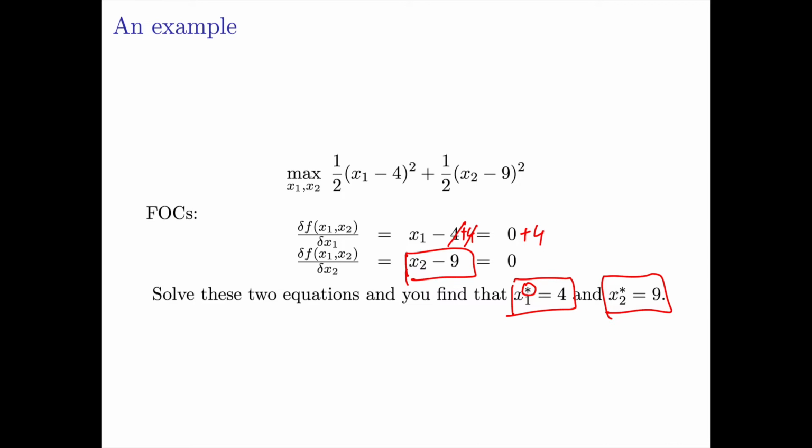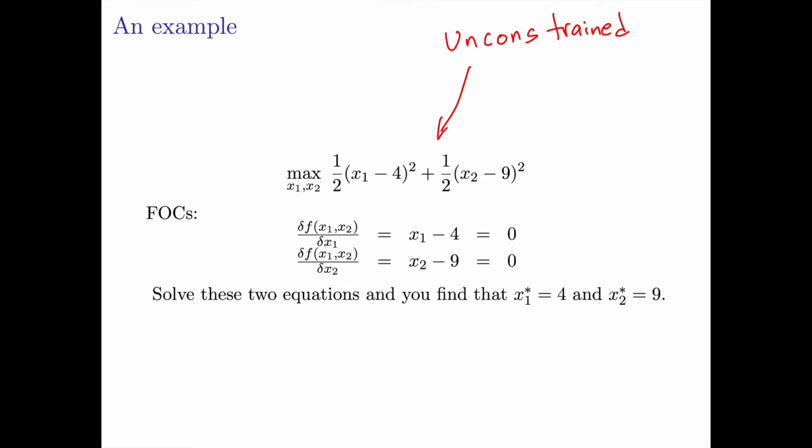So that's how we solve for the maximizing x1 and x2. We just write down the first order conditions, which give us 2 equations in 2 unknowns, and we solve them for the 2 unknowns. One important feature of this particular maximization problem that we looked at is that you could pick any x1 and any x2 you wanted. So we call this an unconstrained maximization problem. There's nothing to constrain your choice of x1 and x2.